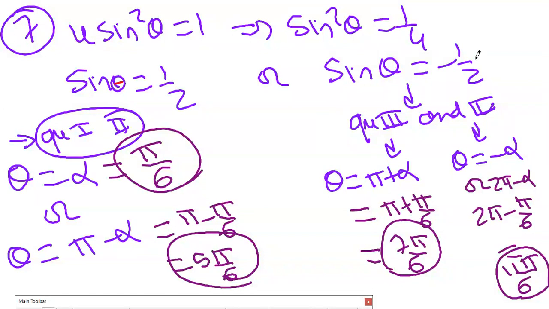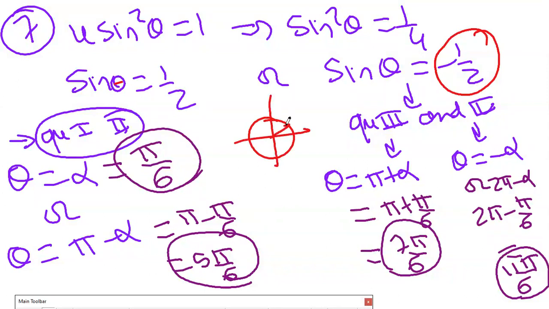Now, sine theta is equal to minus half, sine is negative. In which quadrants is sine negative? We know that it's in quadrant 3 and in quadrant 4. Excellent. Which angle gives me sine half? It's pi over 6. How do you find the angle that is in quadrant 3 and has a relation with the angle in quadrant 1? It's pi plus alpha.